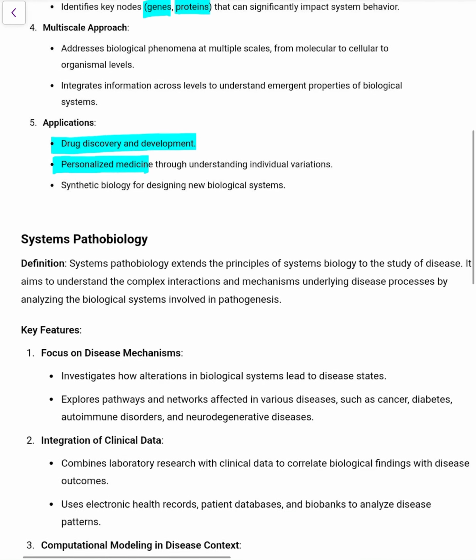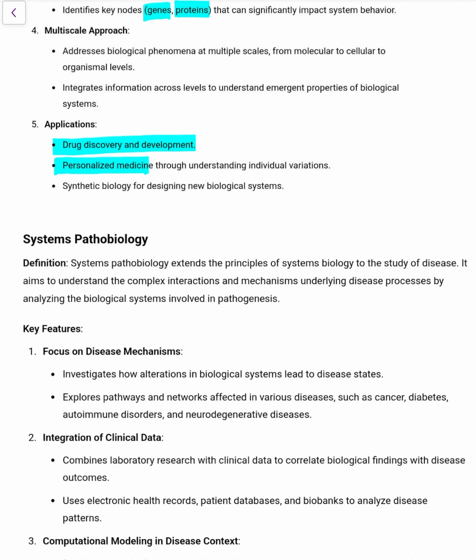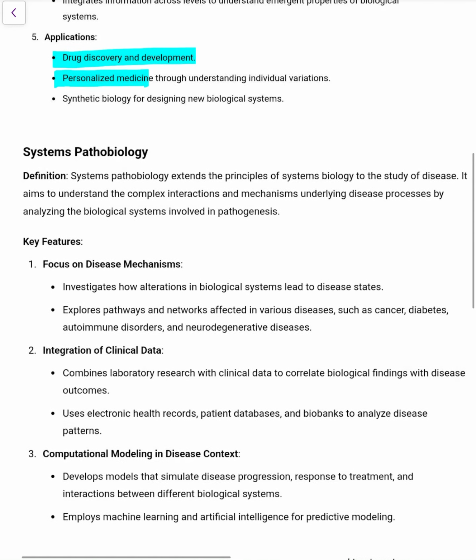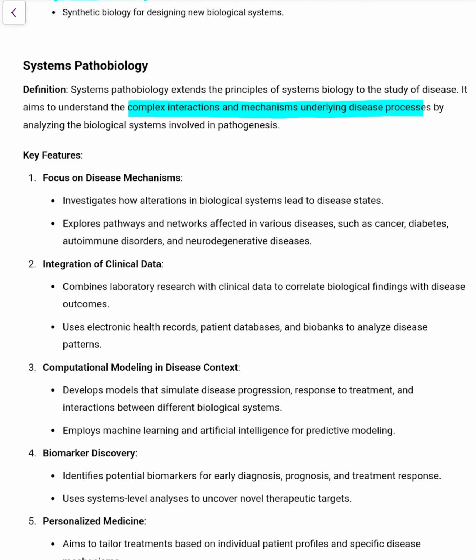Now you can see this is systems pathobiology. The same principle we are using to study the disease. We are studying the complex interactions and mechanisms underlying the disease processes by analyzing the biological systems involved in the pathogenesis. The key features focus on the disease mechanism.